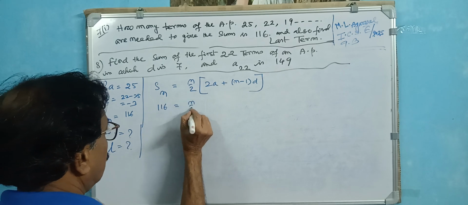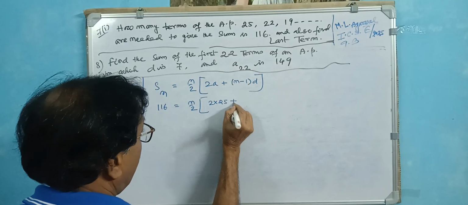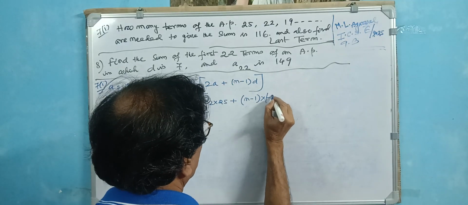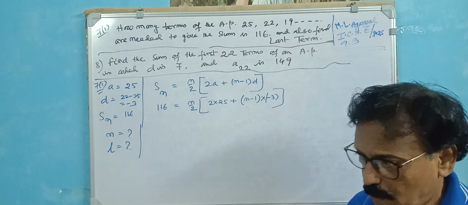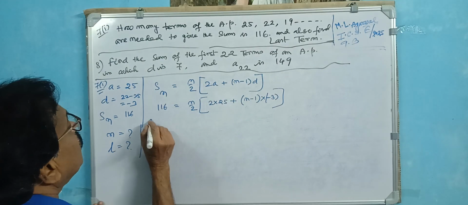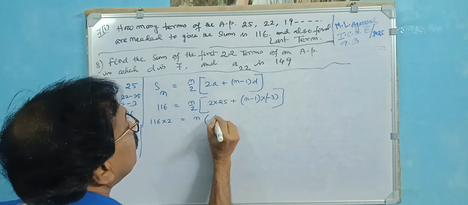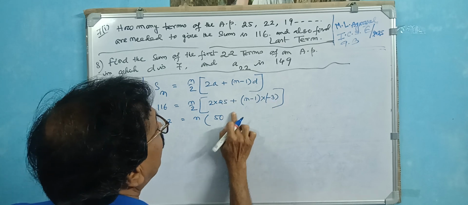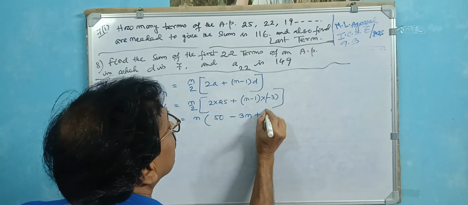So Sn is 116. This is n by 2, into 2A, that is 2 into 25, plus (n minus 1) into D, which is minus 3. Very important, use the bracket. If you don't use the bracket, the calculation may be wrong. Clear? So this is 116 into 2, that is n bracket 50 plus, here is plus, here is minus, so ultimately plus minus 3n and minus minus 3 is plus 3.